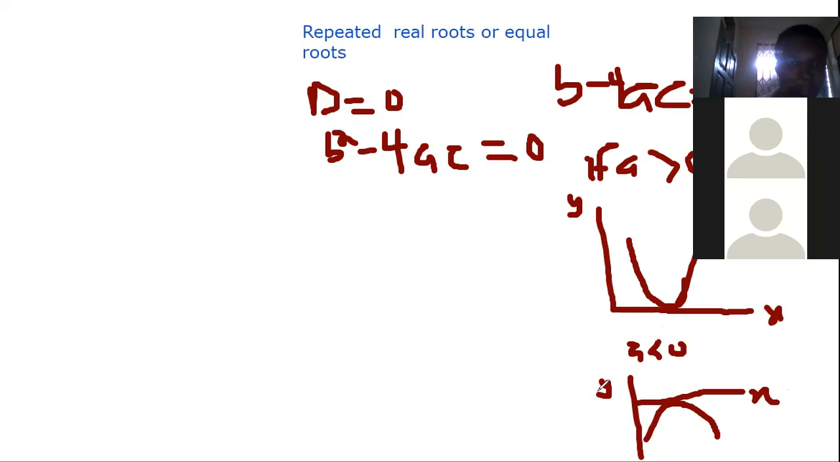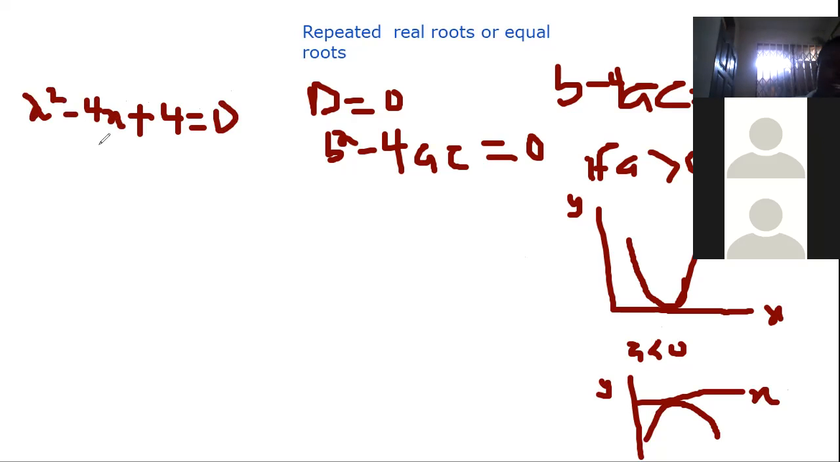Now let's solve a typical example to show this. We are going to do all the roots and we are done for the day. If we have x squared minus 4x plus 4 is equal to 0, then comparing this to the general quadratic equation, a will be equal to 1, b will be equal to -4, and c will be equal to 4.